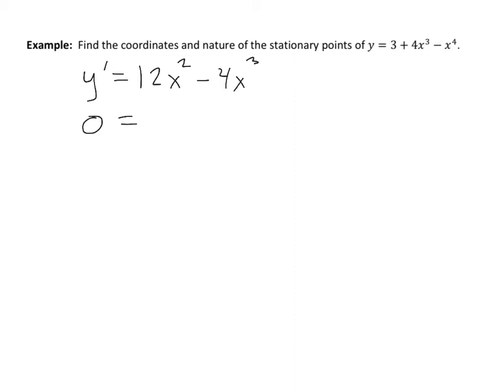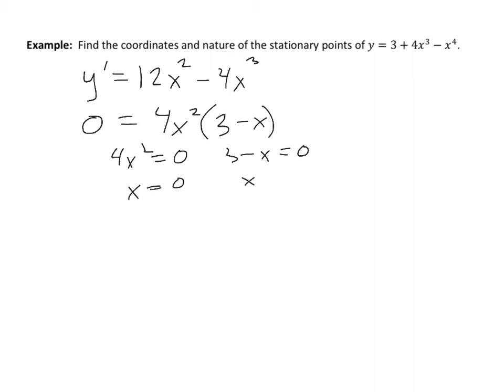When I set this equal to 0, I realize I can factor this, so I'm going to do that right away. 4x squared is what I can pull out. When I pull that out, what I'm left with is 3 minus x. Cool, right on. And so now that I have that, I can see that my stationary points are going to happen either when 4x squared is equal to 0 or when 3 minus x is equal to 0. And both of these things can easily be solved. This one gives me x equals 0. This one gives me x equals 3.